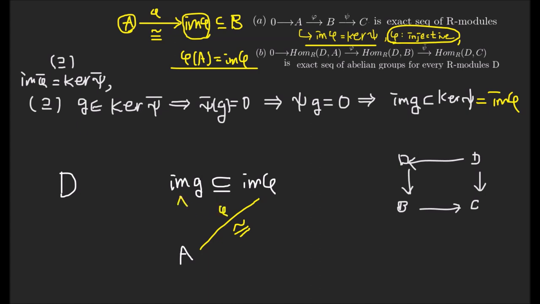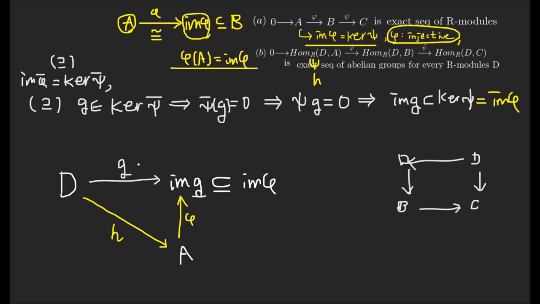And we can also restrict the domain of phi to image G. This is also phi. Then I reset this. D to A: I define the map D to A, contained in H. And the map D from image G is just G, and G is in Hom(D, B).